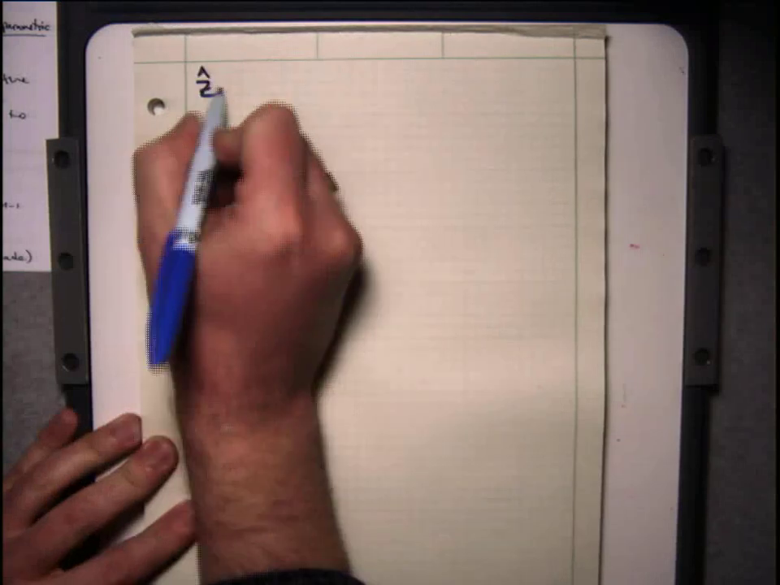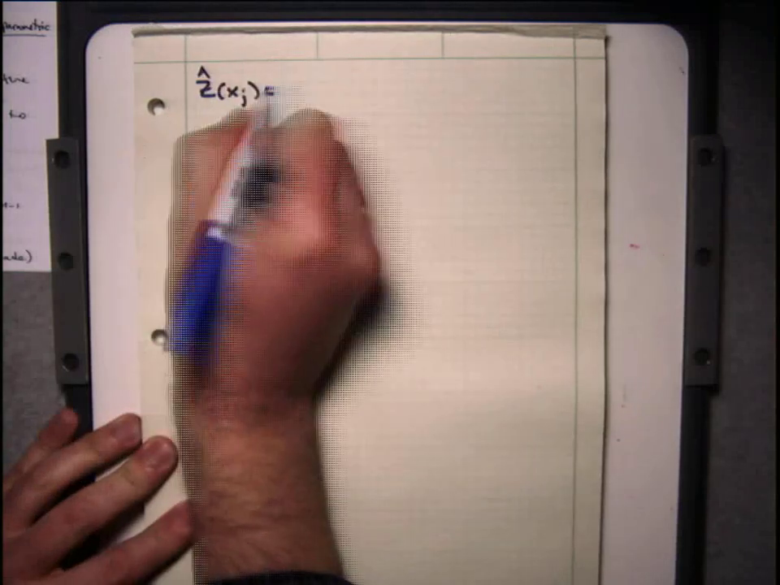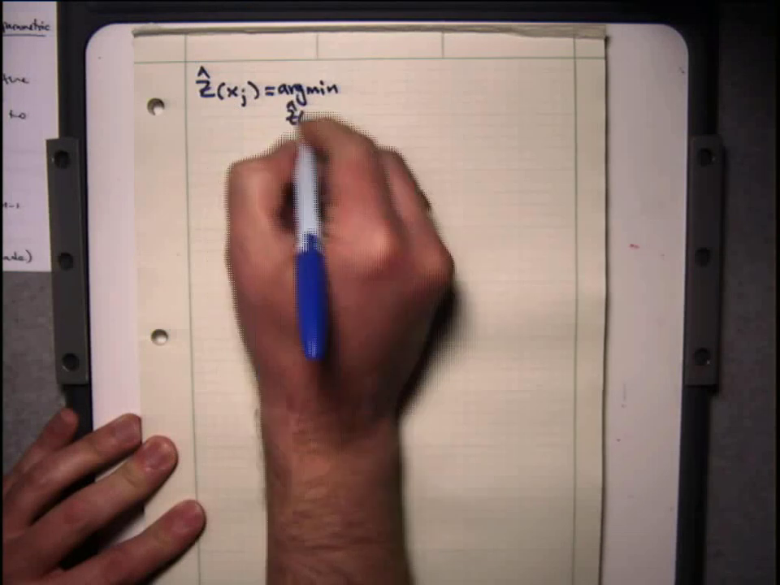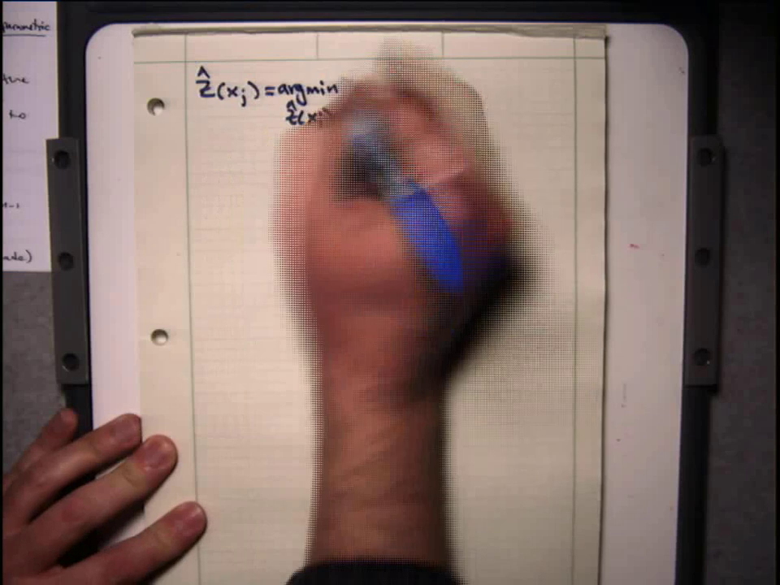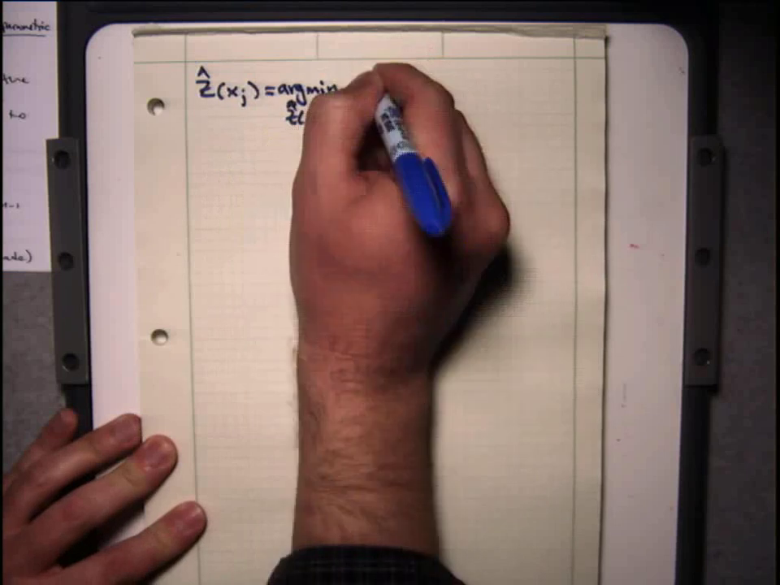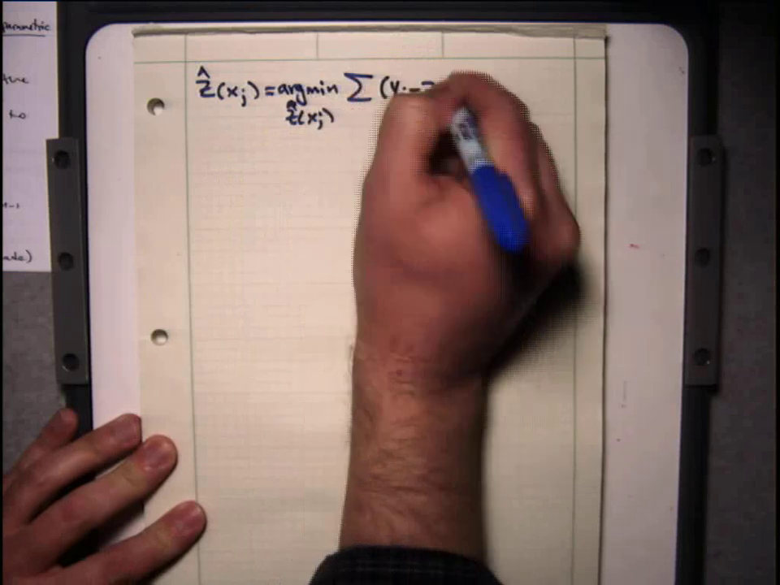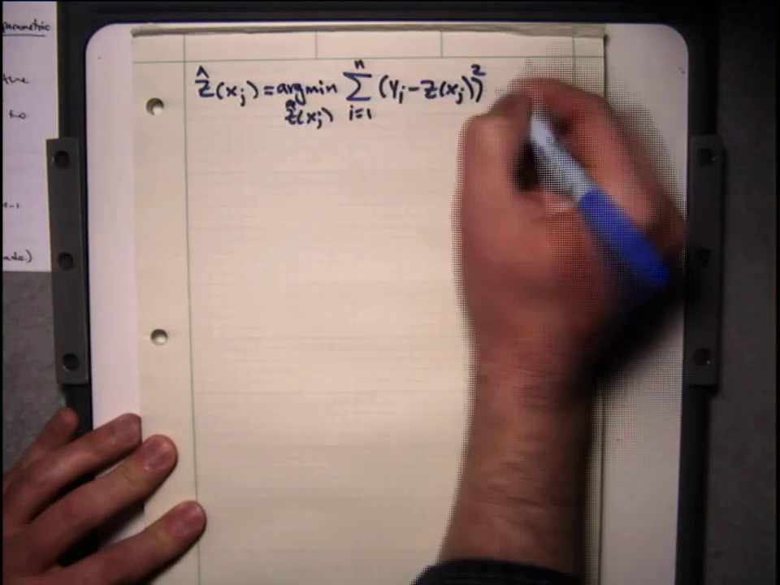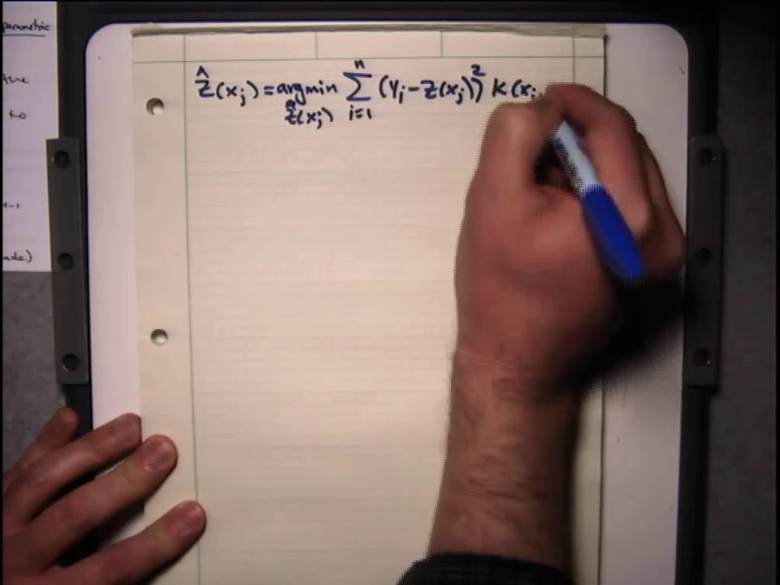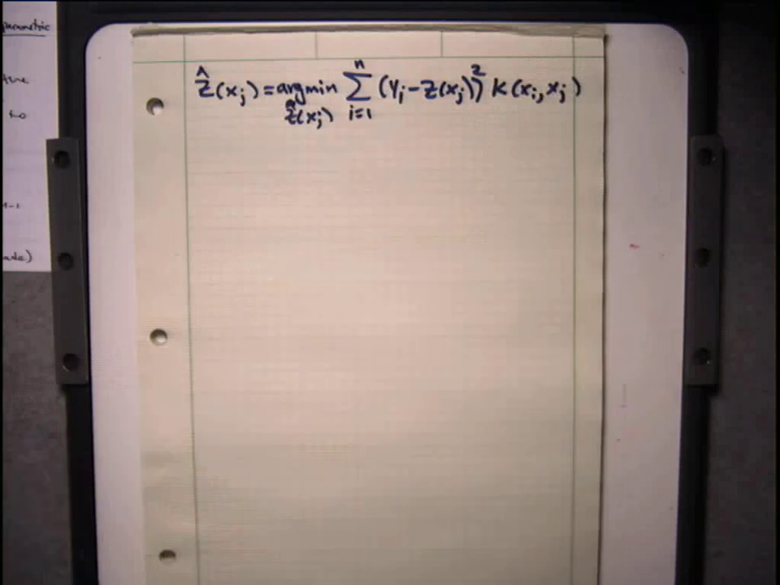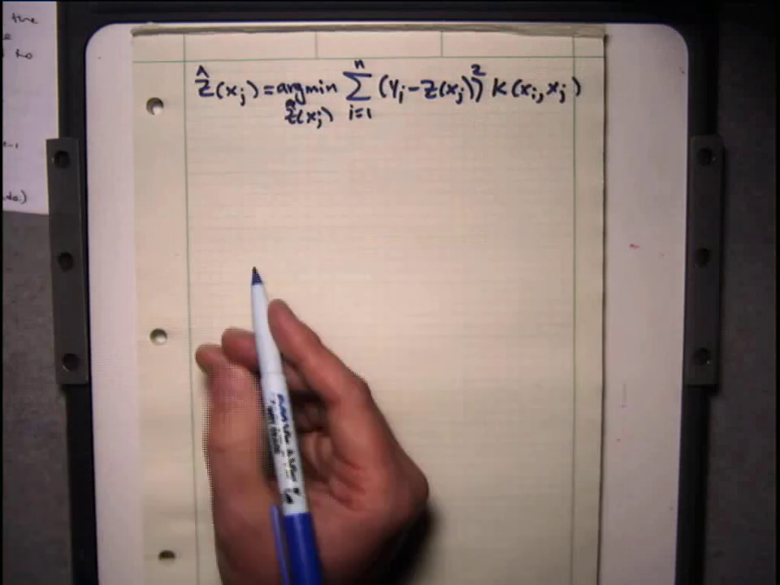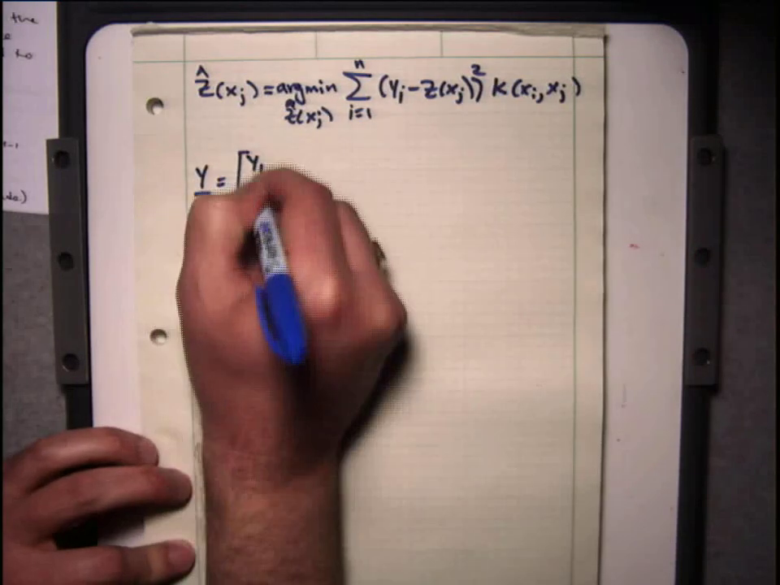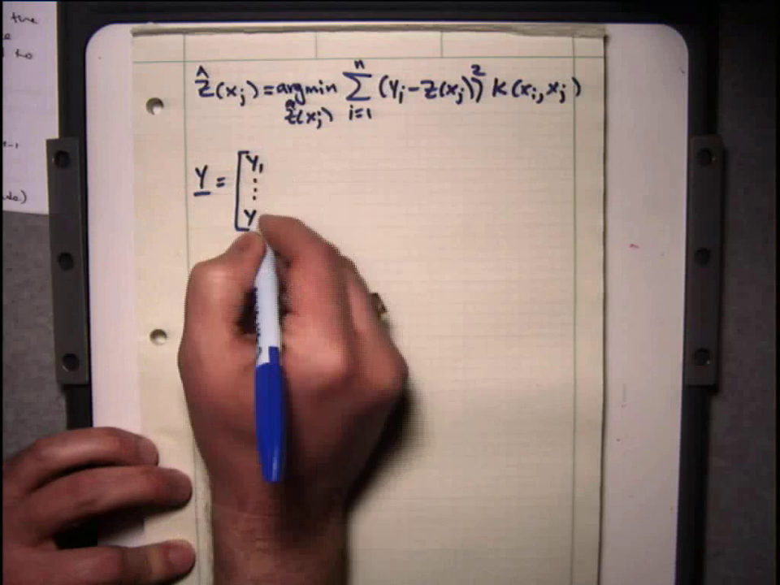Okay, so let me just write down z hat of xj is going to be the argmin over z of xj of the sum of yi minus z of xj squared, i equals 1 to n, times k of xi, xj. Okay, so this is exactly what I just wrote on the previous page. But now let me make a few definitions. I'm going to take all the data points y and write them into a vector. So y1 through yn.